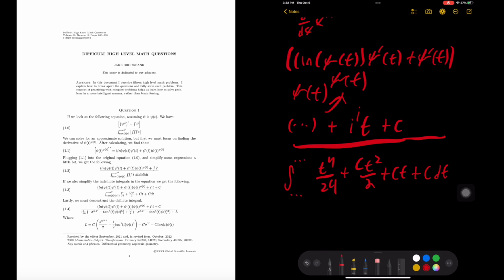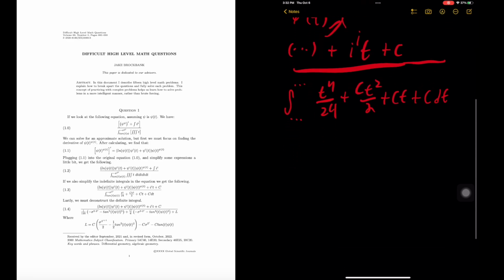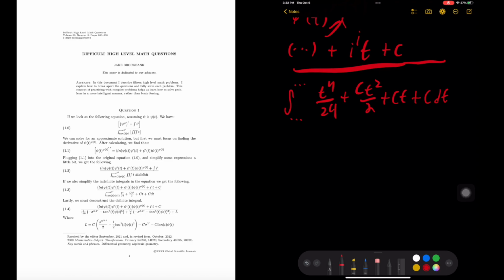Now, another thing you might notice almost immediately is that with the definite integral, we can now apply the sum rule now that we've taken out the triple integral. And so we're going to deconstruct the definite integral via the sum rule.